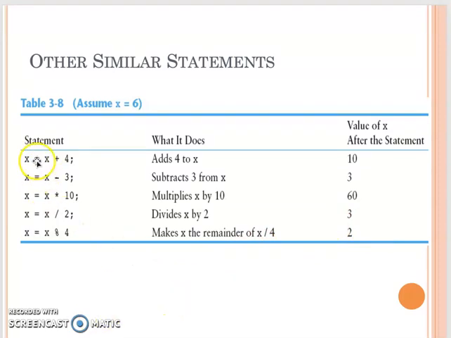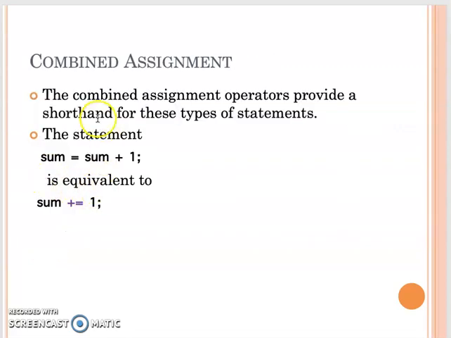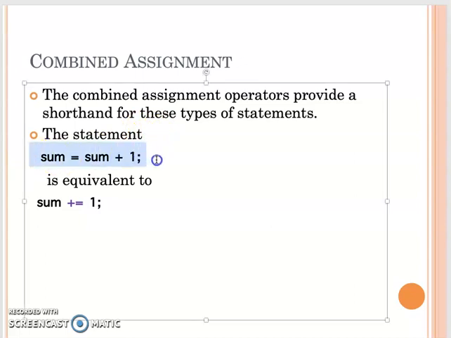So that's one way: we just calculate and update the x value, then reassign, right? So then you can write it this way. But in C++, a lot of the time when we have sum equal to sum plus 1, we call that a combined assignment operator. Actually, it's just a shorthand for a statement like this.